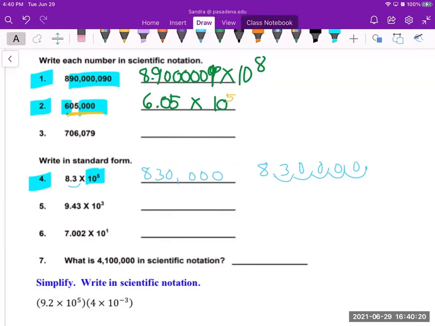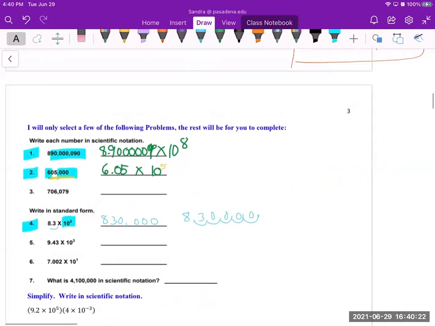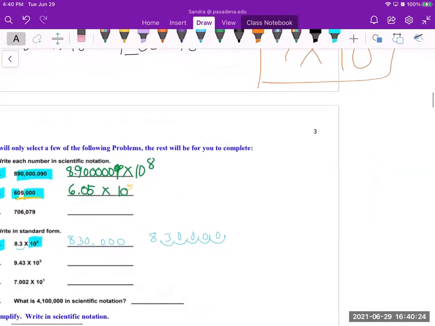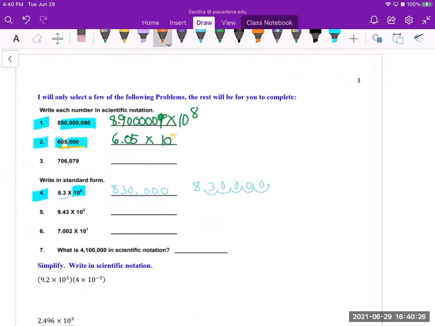Okay, let me go ahead and add a few of the problems that I am missing. The ones that I am missing are the decimal exponents, the negative exponents. So I'm going to add a few here. So let me go ahead and add a few of them.